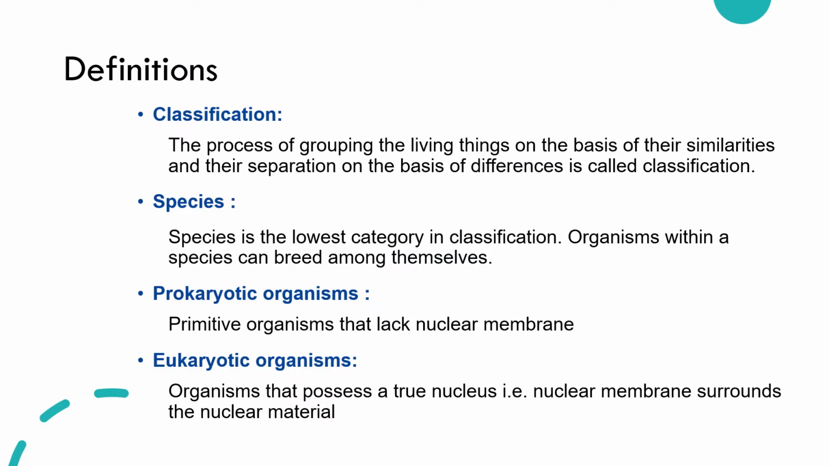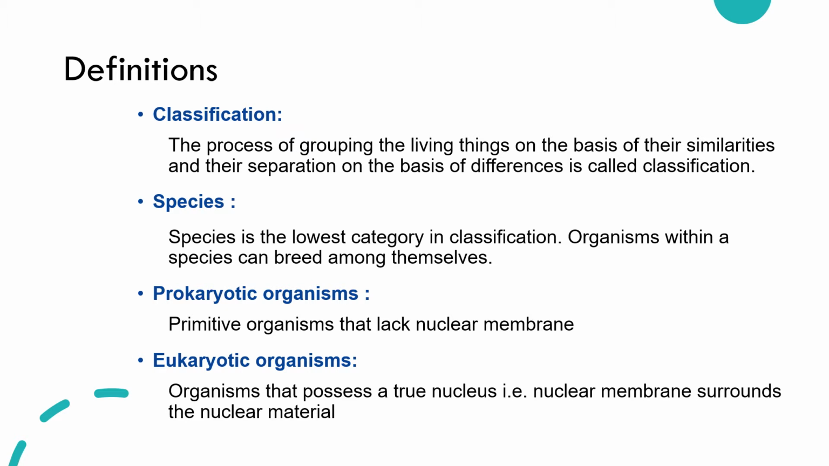Let's start with a few biological terms. What is classification? Classification is basically the process of categorizing things on the basis of properties. So in biology, the process of grouping the living things on the basis of their similarities and their separation on the basis of differences is called classification.